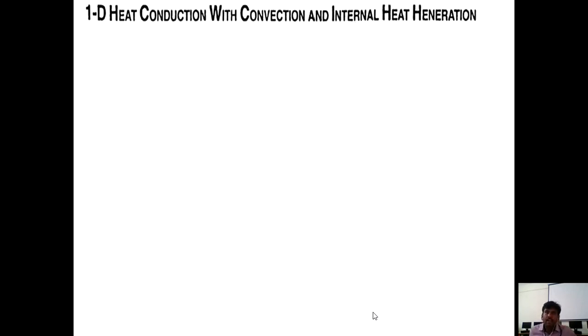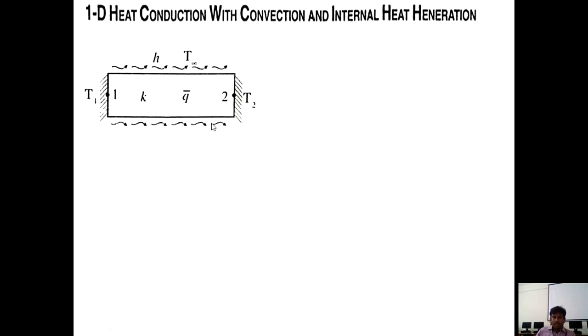Similarly, let's have another derivation in the same pattern, that is, the convection is taking place at both the ends, here at this surface also, at both the ends. And along with that, if there is an internal heat generation Q bar, in such a case, how can we derive a stiffness matrix? Earlier, what we discussed is convection taking place at only one end, but here the convection is taking place at both the ends. So how can we derive?